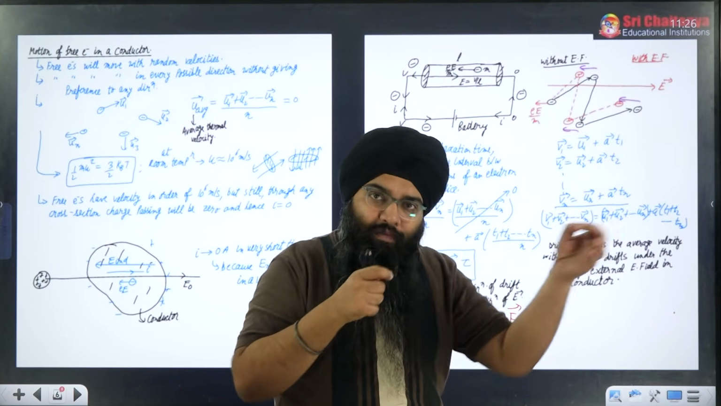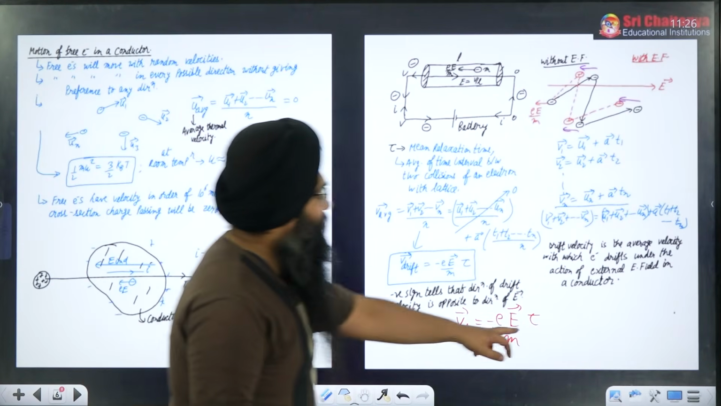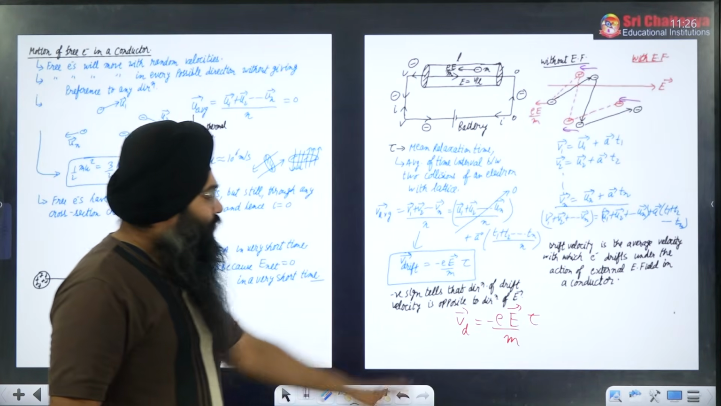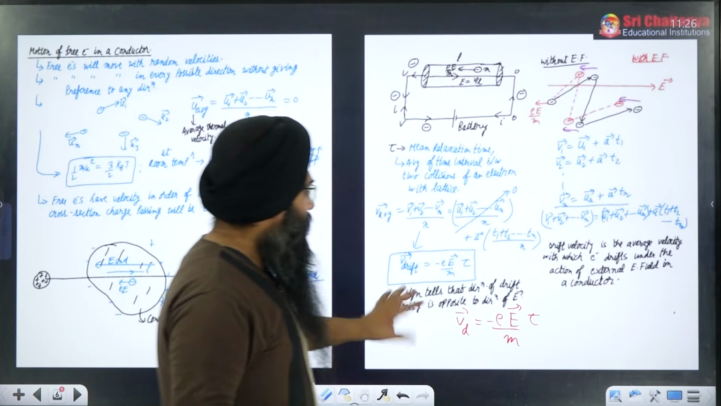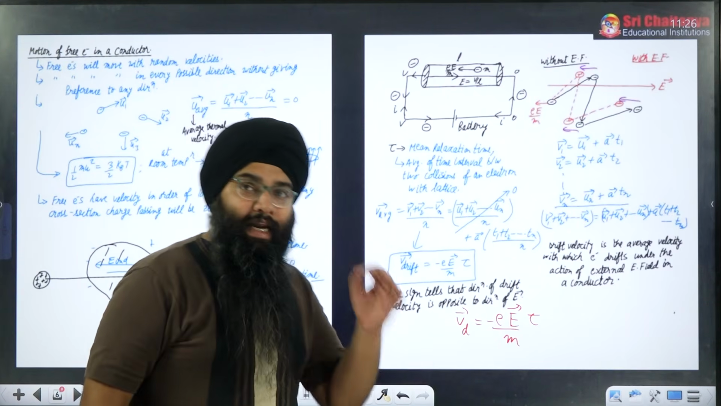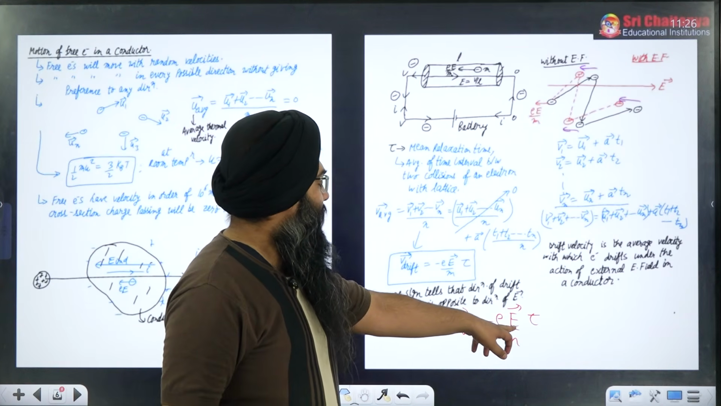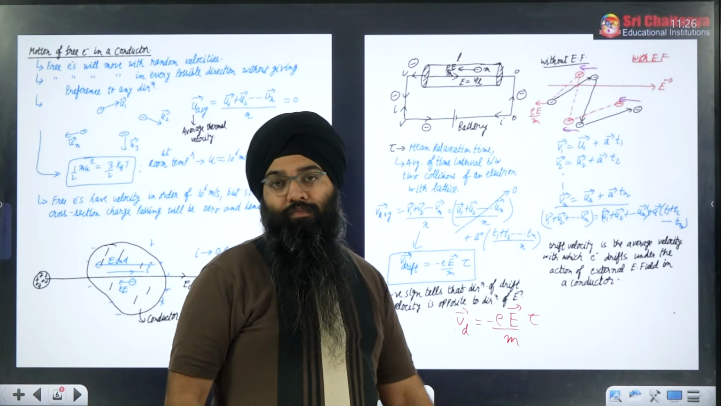That particular time interval is called the mean relaxation time or the average relaxation time, which is given by tau. So this is the formula for drift velocity. What is the significance of the minus sign? The negative sign is telling you that the drift velocity of the electrons is opposite to the direction of the electric field.